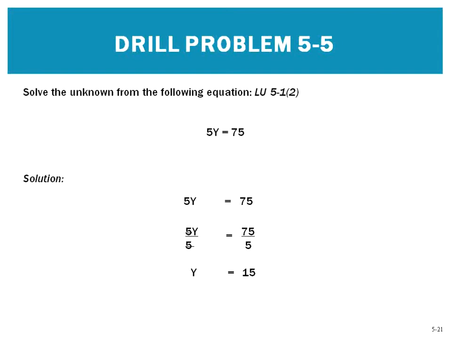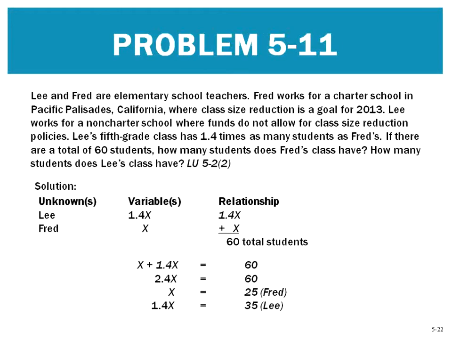Number 4, multiply or divide. 5y is 5 times y, right? So we divided by 5 on this side, divided by 5 on this side. When you say 75 divided by 5, you get 15. So y is equal to 15. Okay? Double check your answer. Is 5 times 15 75? Yes, it is. That means you got it right.